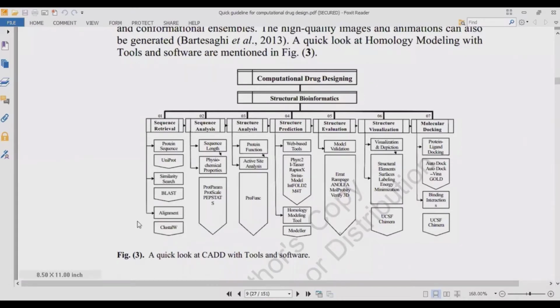Then we have alignment. For alignment we usually use Clustal W. Nowadays it is known as Clustal Omega. T-Coffee is also a very good software for alignment. Then we have sequence analysis in chapter number 2.